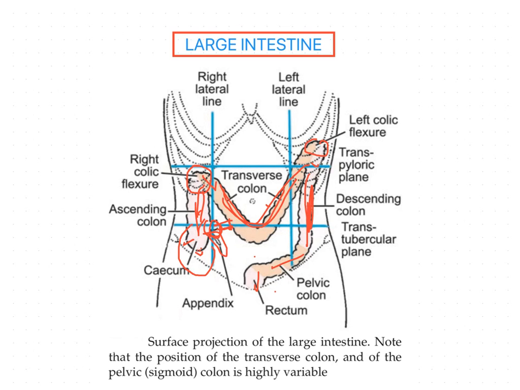The rectum is partially covered by peritoneum, while the anal canal does not come in contact with the peritoneum at all, because the anal canal is present in the pelvis. So this is about the introduction as well as the peritoneal relations of the large intestine.